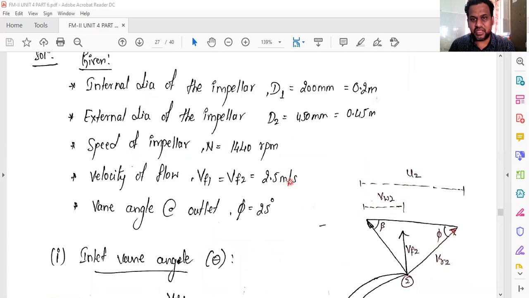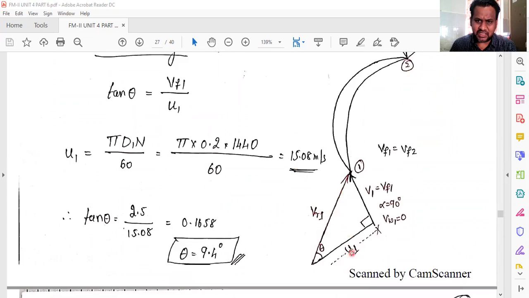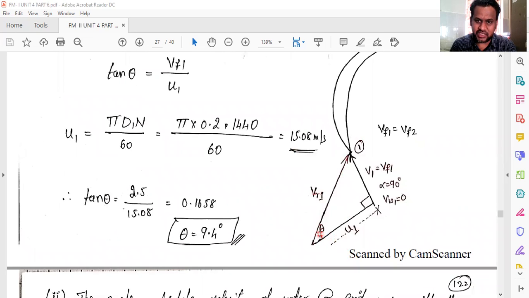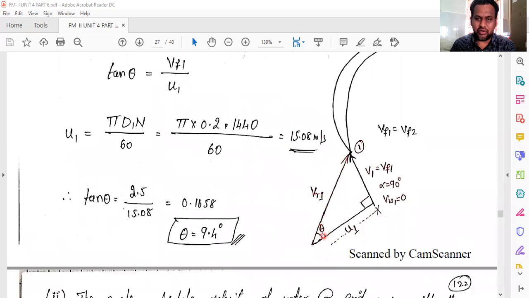Now what he is asking is to find the theta. That is, theta is the angle made by the inlet vane angle. Correct? So obviously, using simple trigonometry you can find out the theta. That is, tan theta is equal to opposite by adjacent.